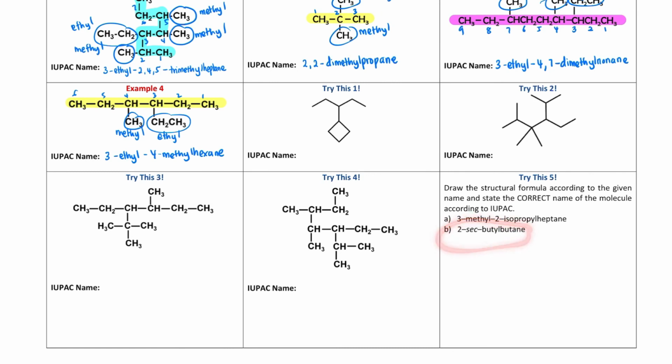Sama juga for this one. Draw butane dulu, parent. And then, masukkan substituent. Lepas tu, bagi nama yang betul.